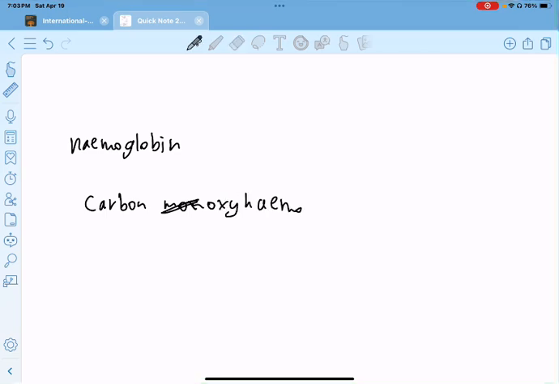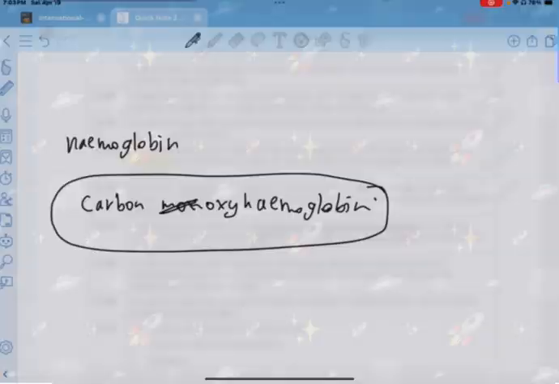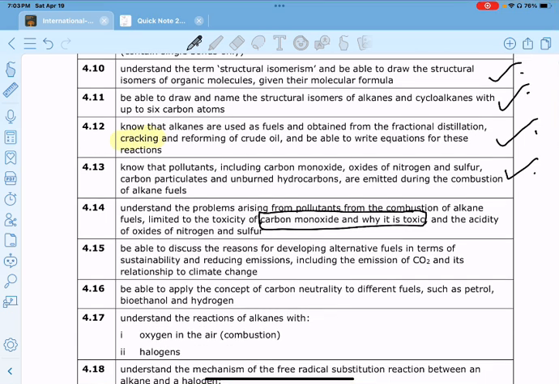It's a very simple name. That's how you derive that name. So you form carboxyhemoglobin, and this will reduce the number of oxygen atoms the blood will be able to carry. That's why you'll have breathing issues, respiratory problems is what we call it, okay? Combustion of alkanes does lead to CO2, which is a greenhouse gas, so it does cause problems.